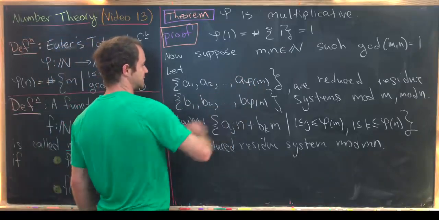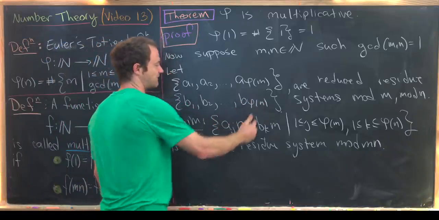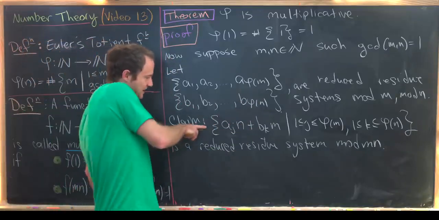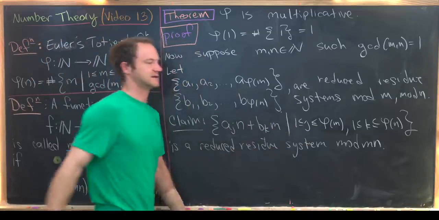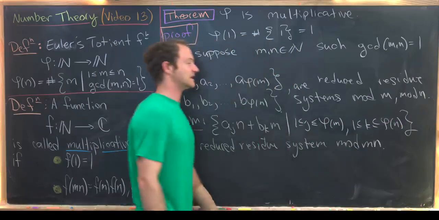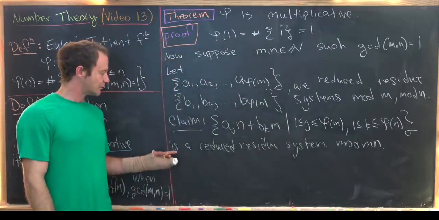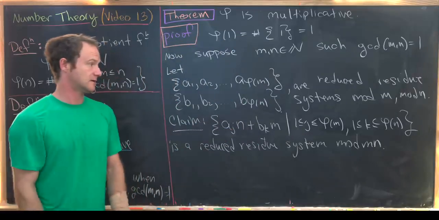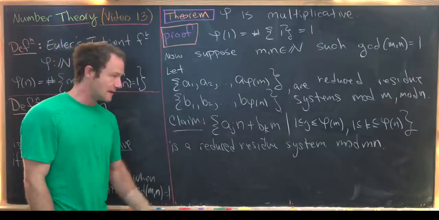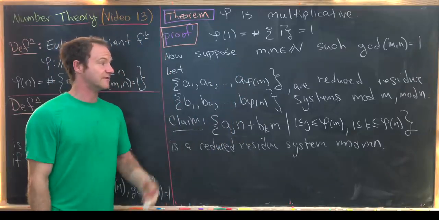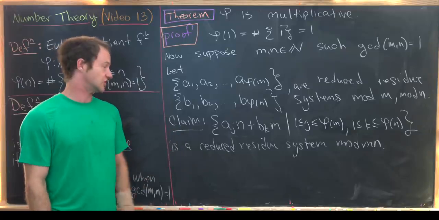This is a reduced residue system modulo n. There are phi of n elements in here. But then by the construction of this set, it contains phi of m times phi of n elements. So if we can prove that it's a reduced residue system modulo mn, then that means phi of mn is the size of this set, which is phi of m times phi of n, and then we're good to go.